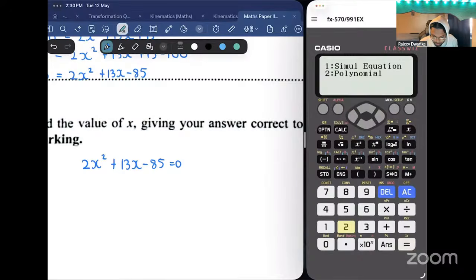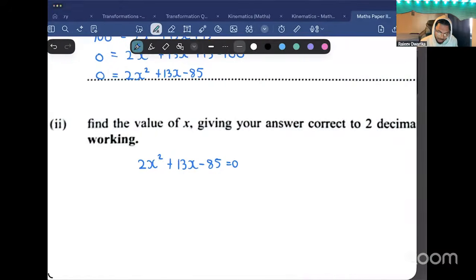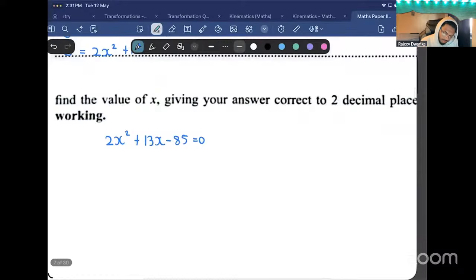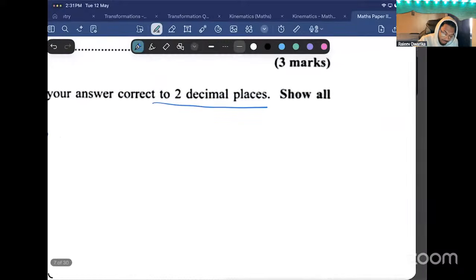Let me see. We have a degree 2 polynomial. That's 2, that's 13, and that's minus 85. My bad, I saw imaginary numbers here and I was like, nah. You see this is to be corrected to decimal places, so that should be a big sign for the quadratic formula.